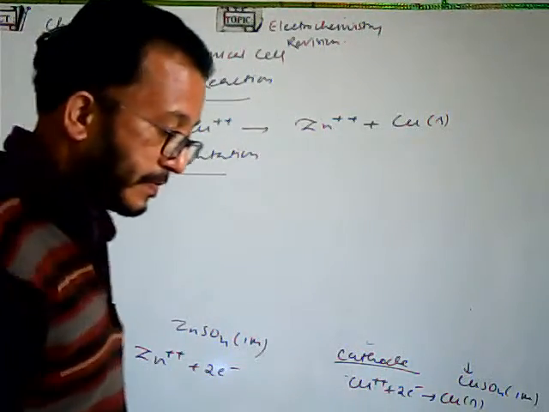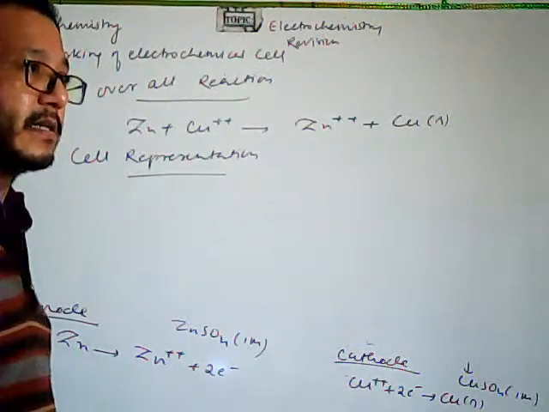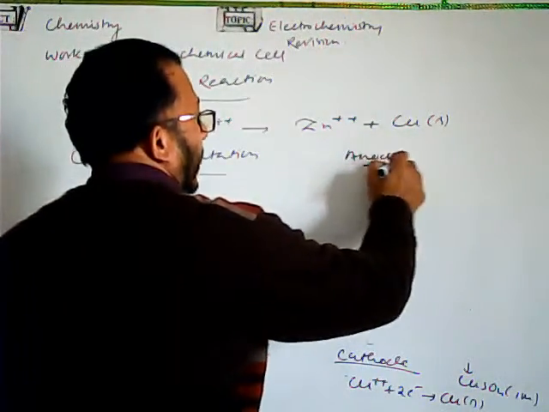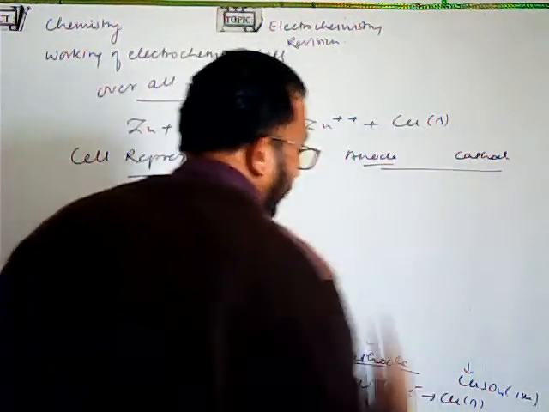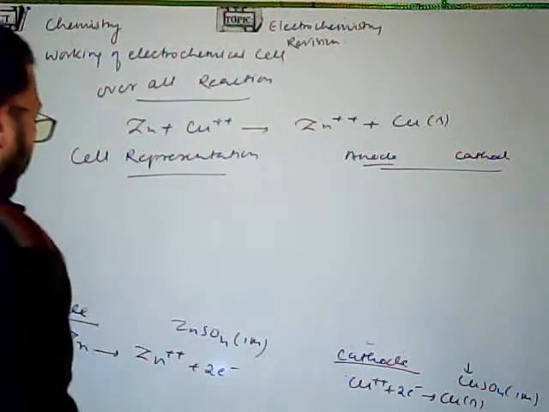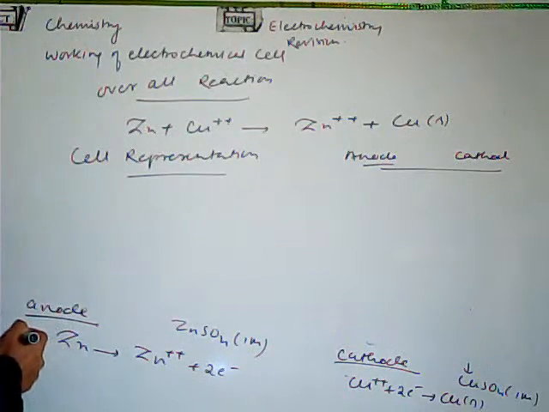Remember that whenever we have to draw or represent the cell reaction, the anode is toward the left and the cathode is toward the right. This is by convention, that we need to follow while we are constructing the galvanic cell. Now, how is the cell represented? Whatever the reaction is taking place, the same is written here.